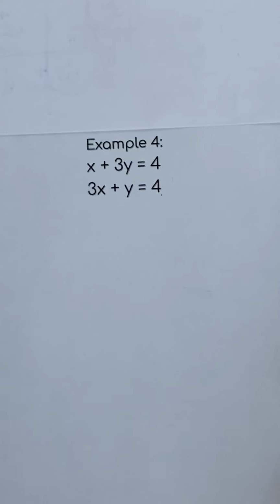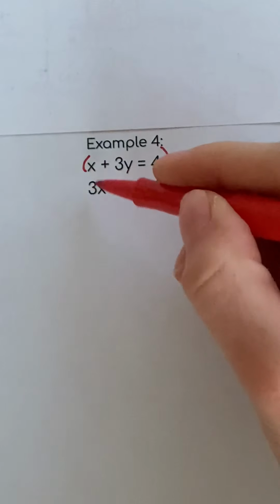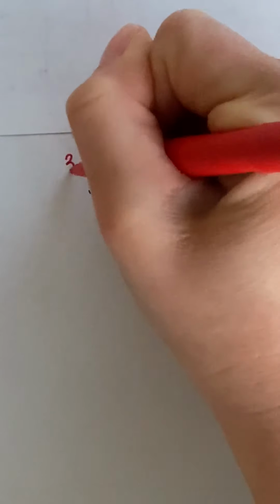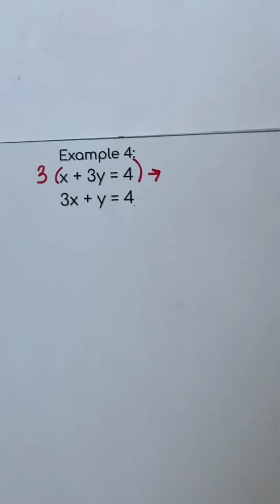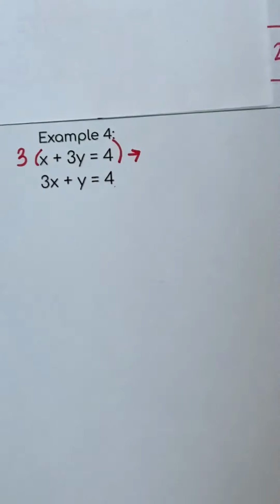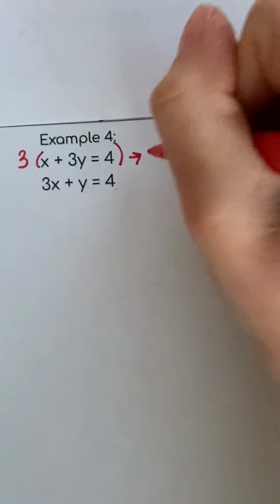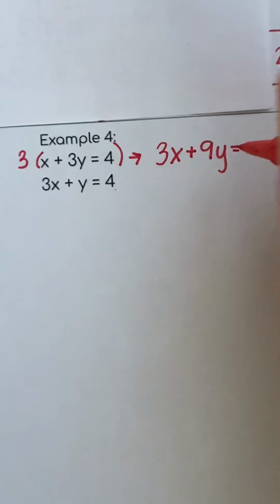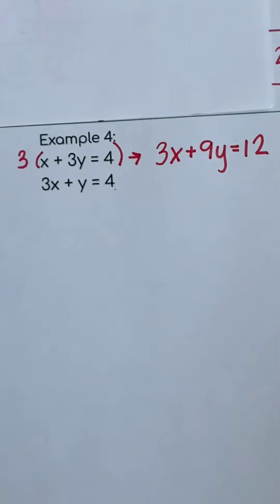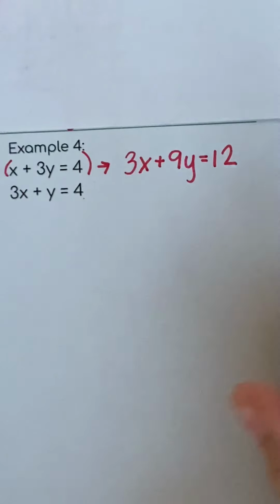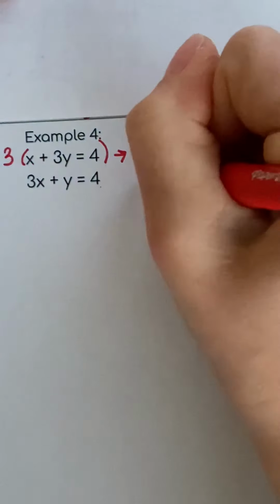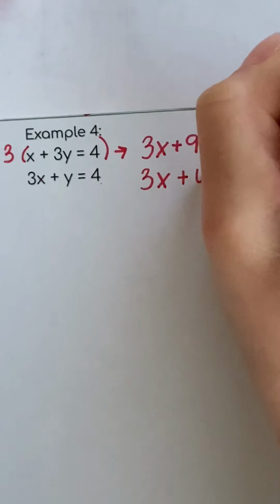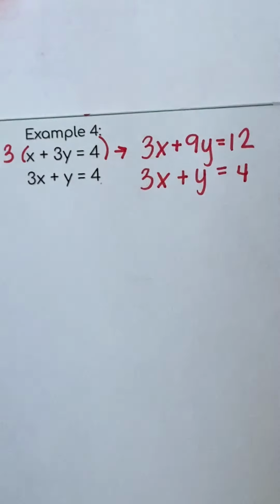You could do either one. I'm going to choose to multiply the top. Doesn't matter though. If I want to get the top, I need my x's to match, so I'm going to multiply by 3. Using the distributive property, this equation will become 3x plus 9y equals 12. I need everything to be lined up, so I'm going to rewrite that bottom equation. 3x plus y equals 4.